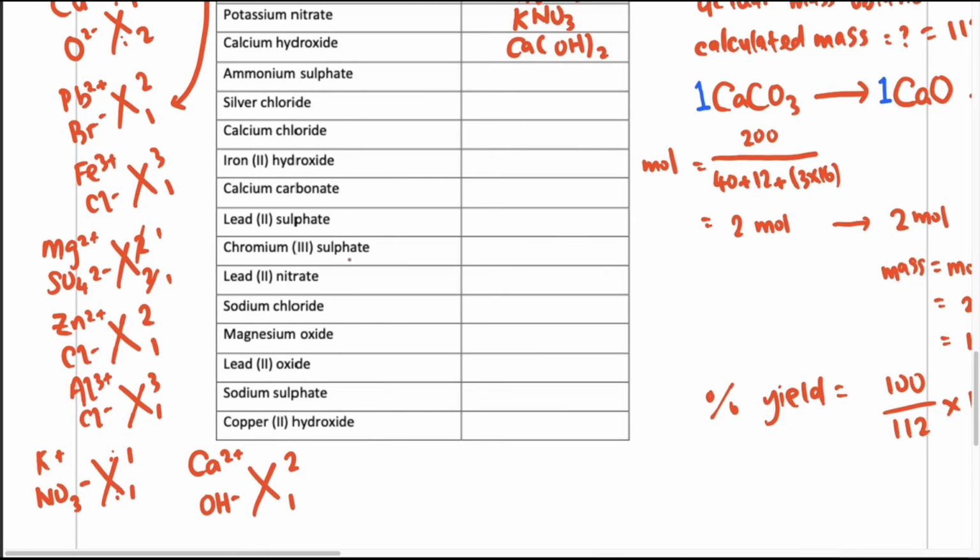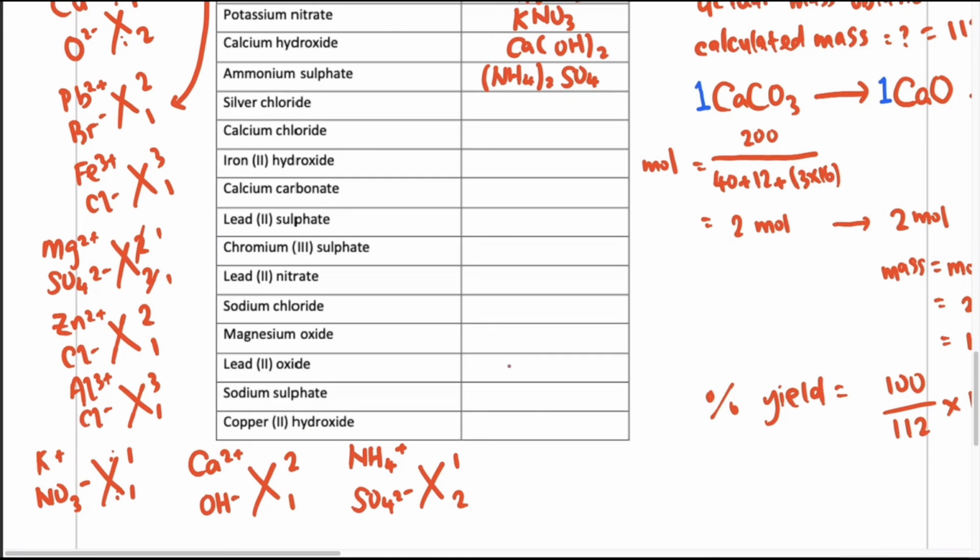Ammonium sulfate. Ammonium is NH4. NH4 plus, and SO4 2 negative. Exchange the charge. 1 and 2. So NH4 has to be in the bracket because 2 elements, and they take multiple ions. Sulfate.